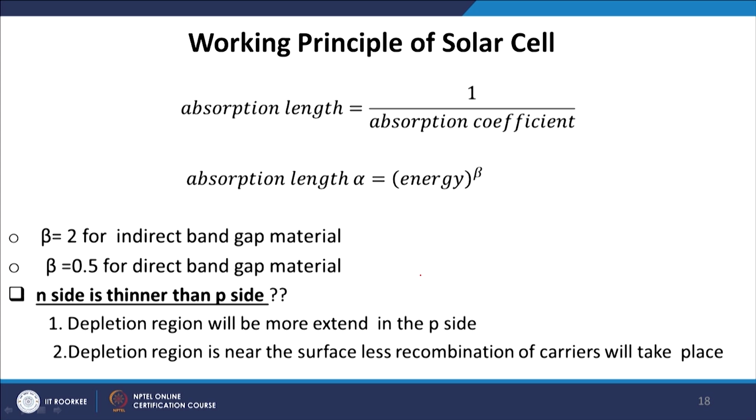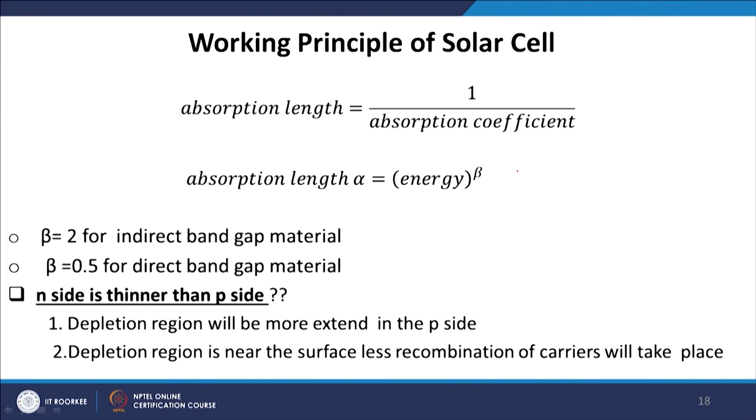In this context, we also define the absorption length. The absorption length is defined as 1 over the absorption coefficient alpha, where alpha can also be defined as energy to the power beta. This beta has a value of 2 for an indirect band gap semiconductor and a value of 0.5 for a direct band gap material. So, for silicon, which is an indirect band gap material, beta is 2. For gallium arsenide, which is a direct band gap material, the value of beta is 0.5. So, if we know the energy, we can find the absorption length depending upon whether it is a direct or an indirect band gap semiconductor.